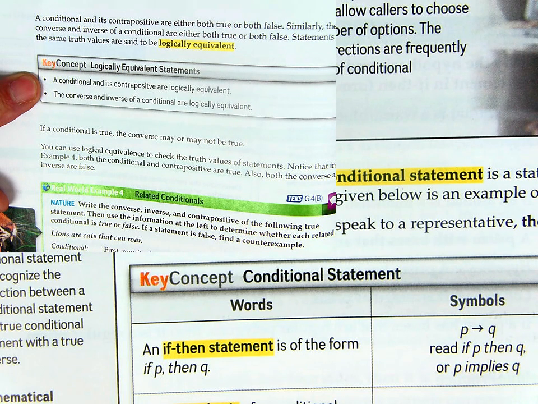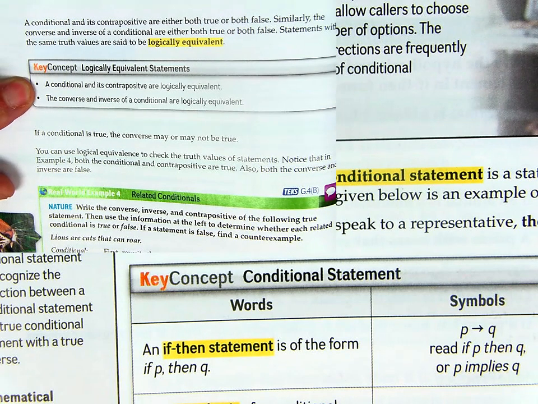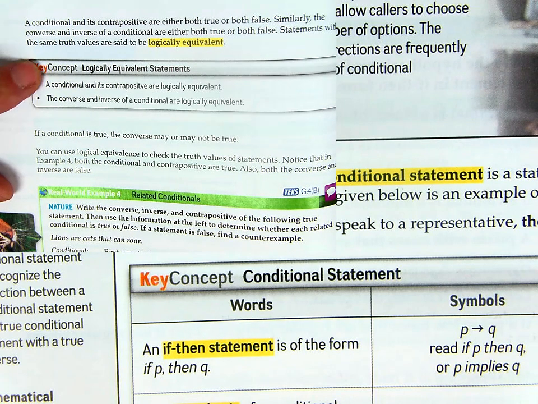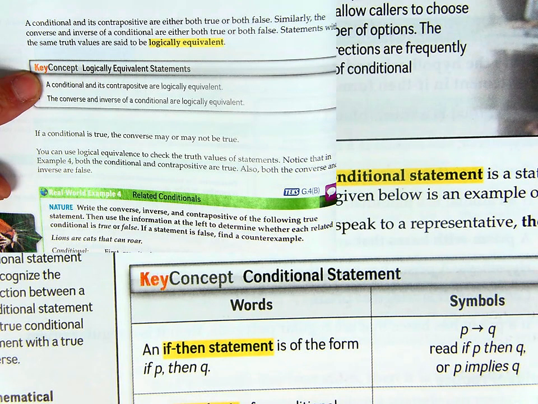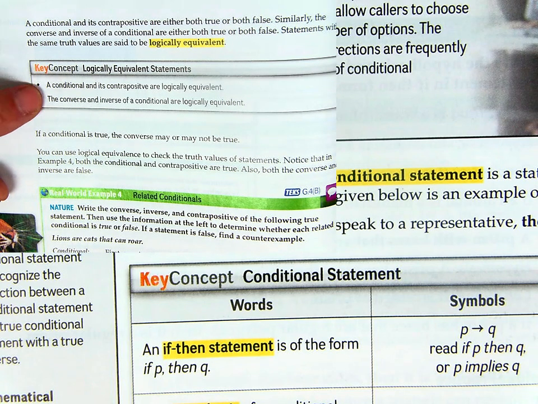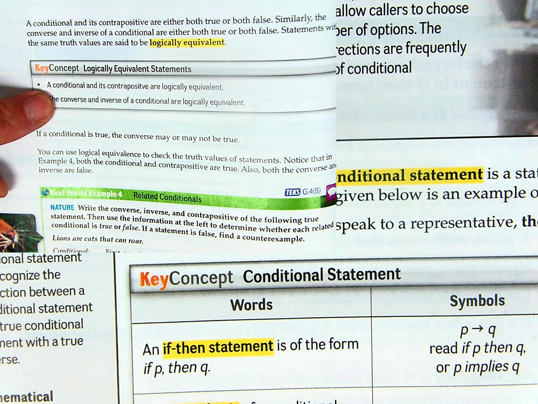Well, yeah. Okay. So here in the key concept, logically equivalent statements: a conditional and its contrapositive are logically equivalent. If one of them is true, the other is true. If one of them is false, the other is false. The converse and inverse of a conditional are logically equivalent. If the converse is true, the inverse is true. If the inverse is false, the converse will be false.